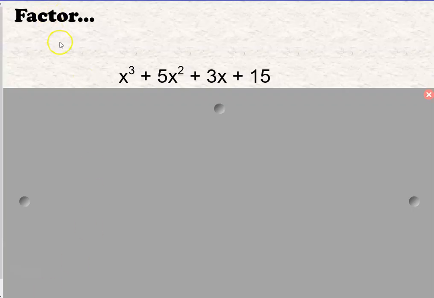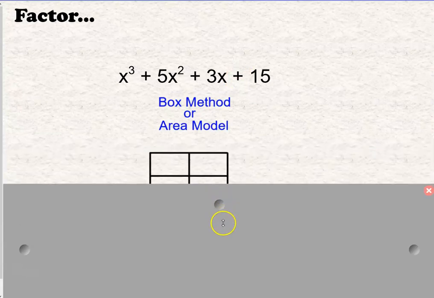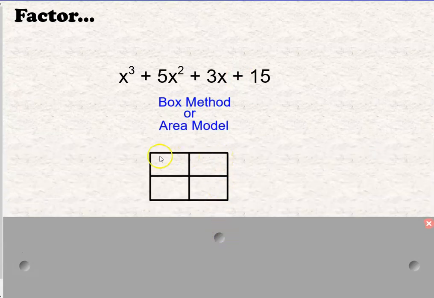The first one is when you're factoring a 4-term polynomial. There are lots of different ways of doing this, but one of the most popular ways tends to be this box method or area model, where we have a box right here, and that box is subdivided into 4 smaller boxes. And the big box is going to represent this polynomial.